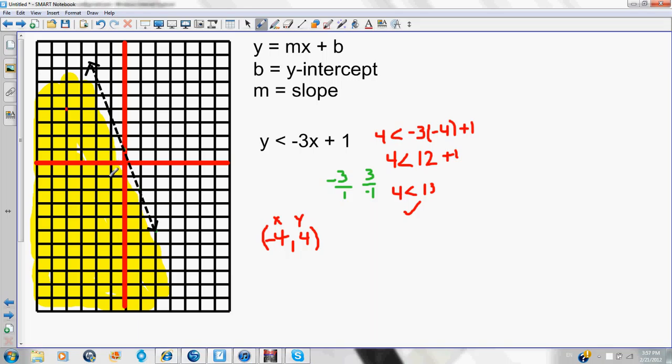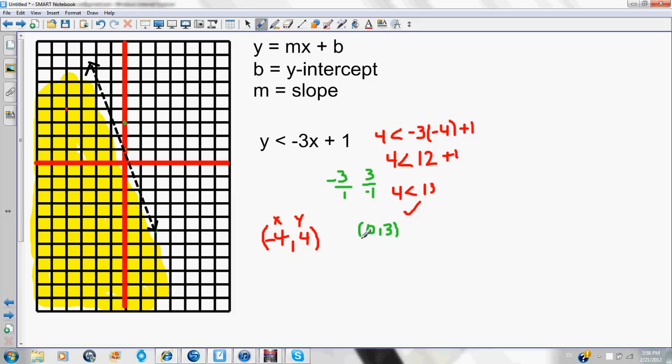Just to make sure, let's choose a point on the other side. Let's choose another color. Let's choose this point right here, and let's see if we come up with a good answer again. This point is 0, 1, 2, 3. So it's 0 and +3.